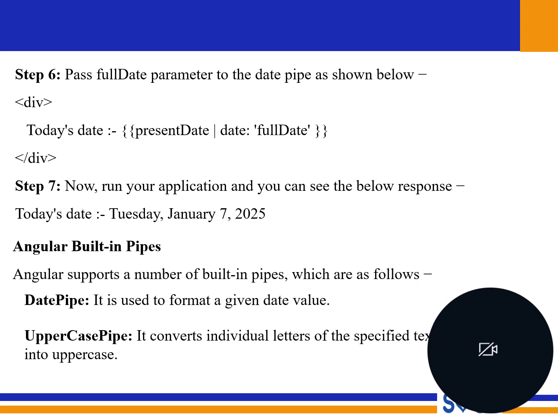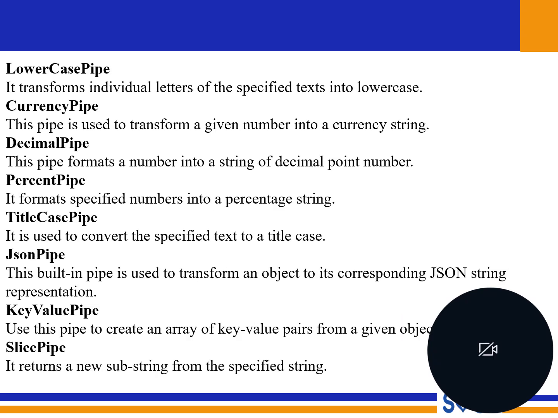Then in pipes, some built-in functions are already there. Angular supports a number of built-in pipes. The date pipe is used to format a given date value. The uppercase pipe converts the individual letters of the specified text into uppercase, and the lowercase pipe transforms the individual letters of the specified text into lowercase. And then the currency pipe.